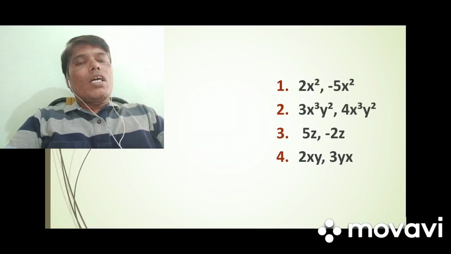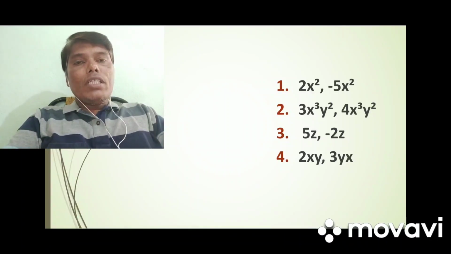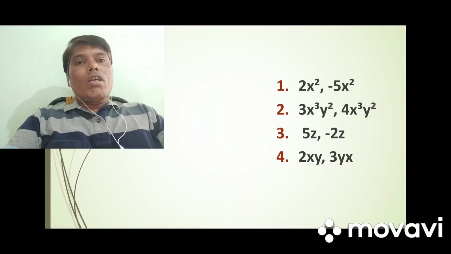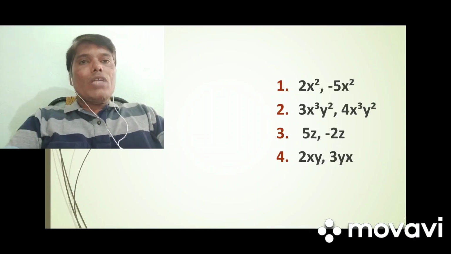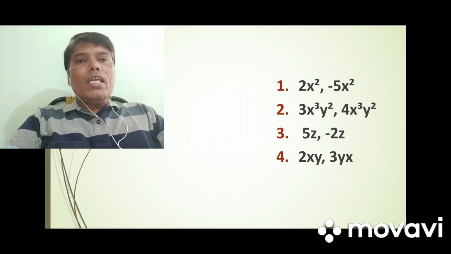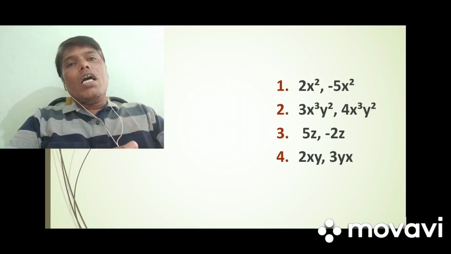Let us observe the last example, 2xy, 3yx. These are also like terms as they are having the same variables x, y and x, y with the exponents 1, 1, 1, 1. Okay, so these are the examples of like terms. Then what is meant by unlike terms? The terms which are not like are called unlike terms.